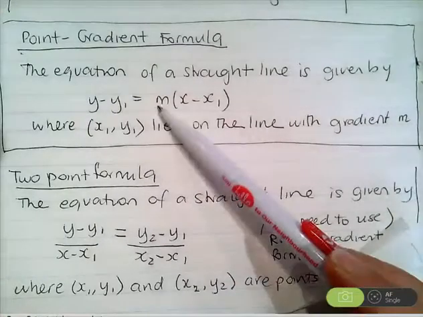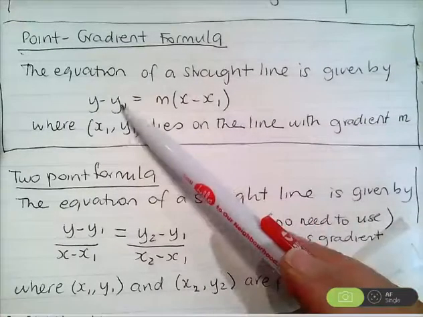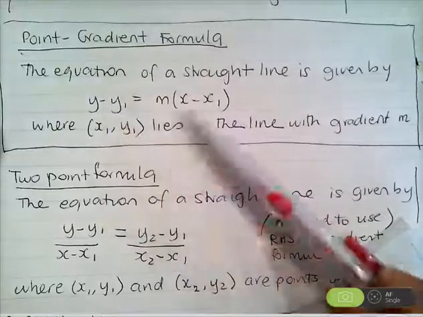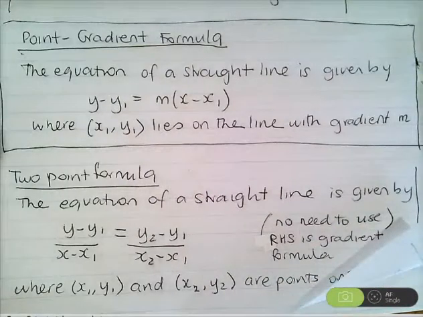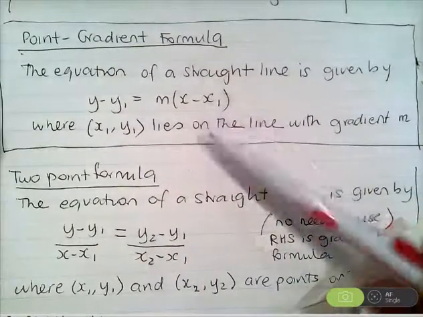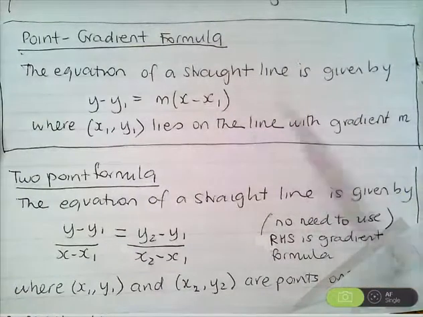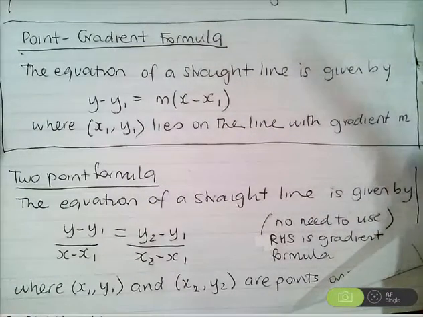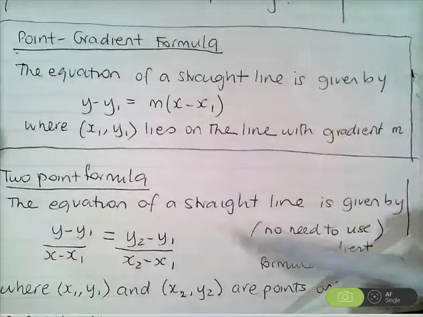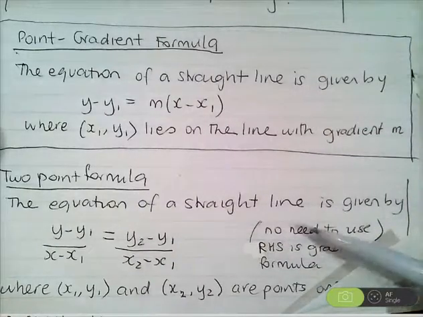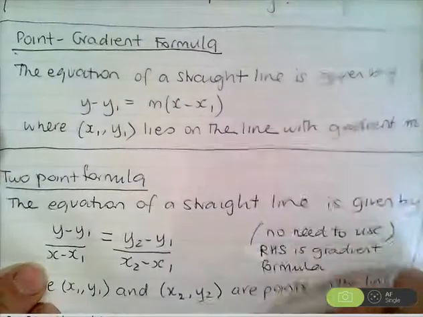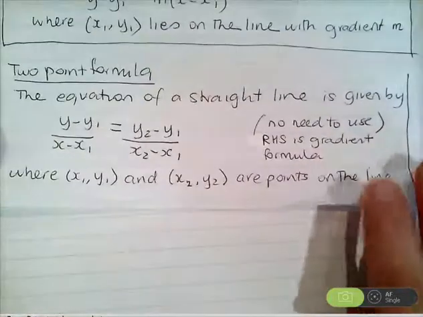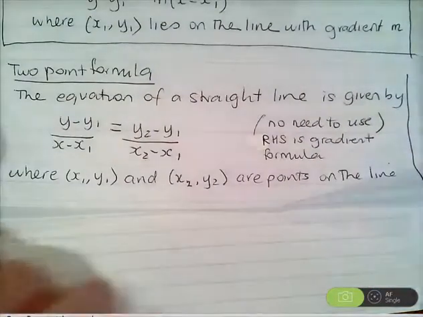So if you know the gradient m and you know the point x1, y1, then you can use the point gradient formula. So all you need is a point and the gradient to find the equation of a straight line using this formula. Now you can use this formula for everything, whether you're given the x and the y-intercept, whether you're given 2 points, which is what we're going to look at down here, you can always use the point gradient formula. Now there is another formula in your textbook and it's called the 2-point formula.